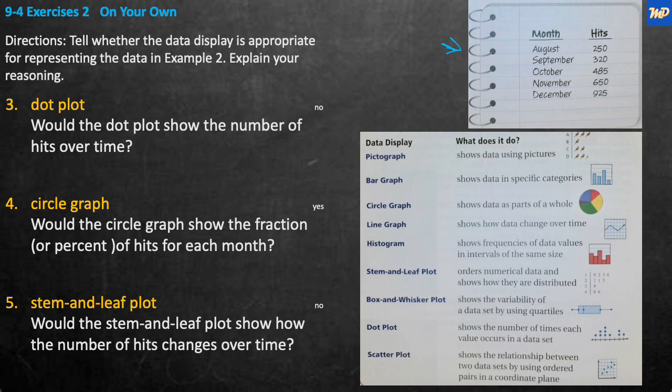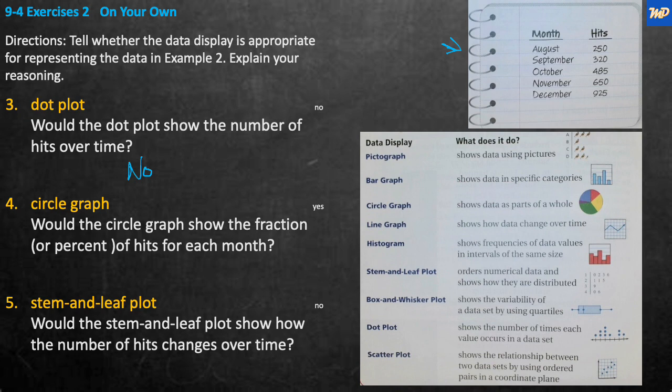Okay, now that you've taken time to do that, and you're back. The first one is, how about a dot plot? Is a dot plot good to show the type of data we have, where 5 months of data were collected for the hits on a website? Would it show the number of hits over time? A dot plot shows the number of times each event occurred, but not the number of events over a specific set of time. So that's going to be no on this one. So we're going to say no.